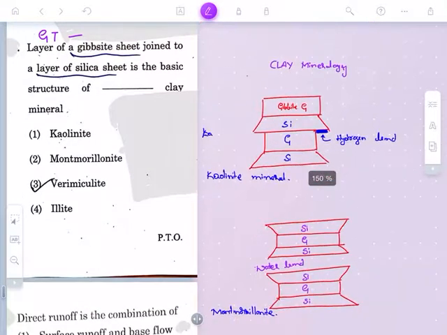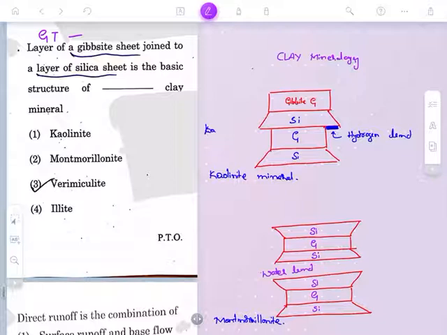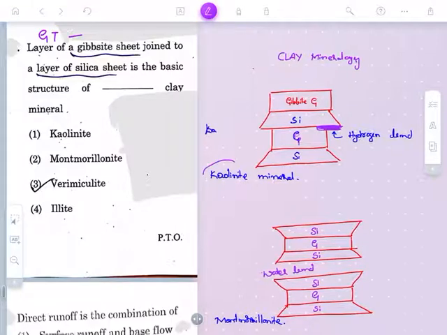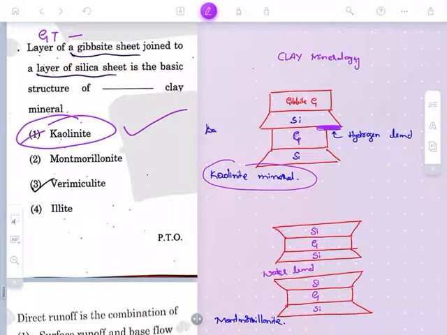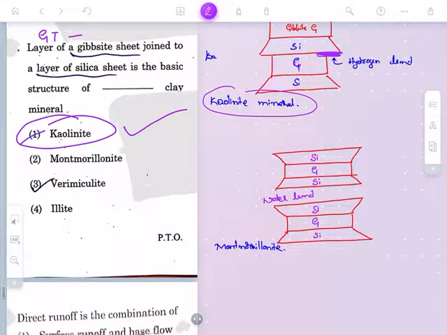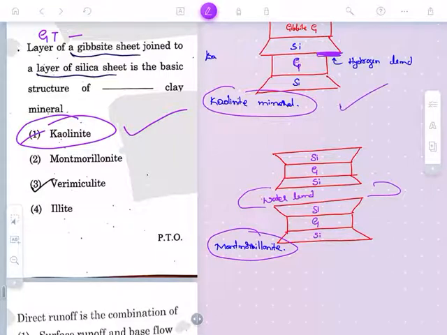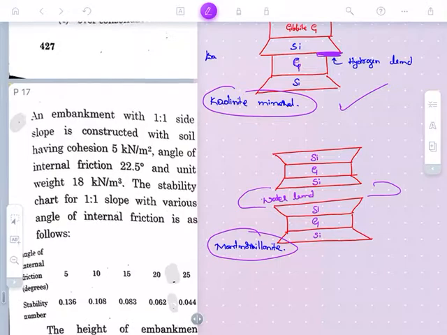So in this I will just explain two conditions. If gibbsite sheet is joined to the silica sheet, again gibbsite sheet is joined to the silica sheet, there will be a formation of hydrogen bond at this point. This type of mineralogy is called as kaolinite mineral. So kaolinite is the right answer for this question. In the second option, gibbsite is attached with silica on both the faces where water bond is present between the two faces, which is called as montmorillonite. But according to the question, this condition is the right answer.